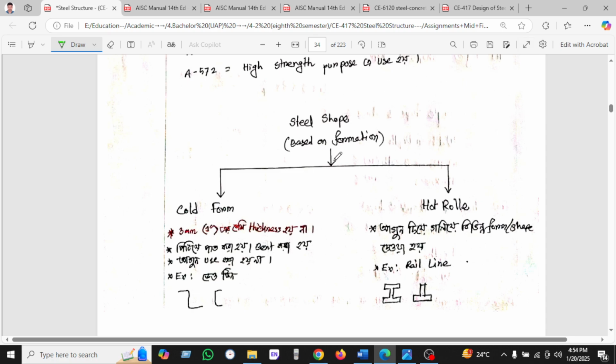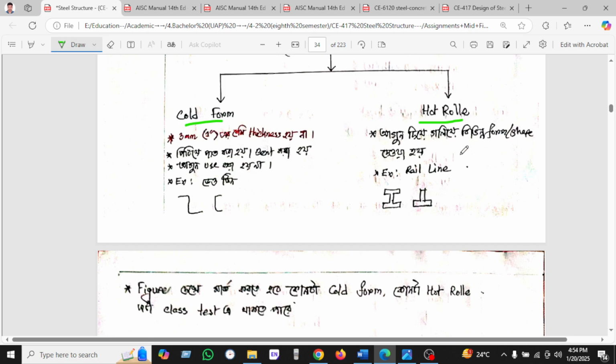So we have seen two types of shape based on the formation: cold form and hot form. So what is hot form? Hot form is when iron is melted by fire and shaped differently. It is called hot roll. An example is the rail line, part of the rail line. It is a hot roll. On the other hand, cold roll is very thin, like tin sheet, and it can be formed by hammering. Okay.